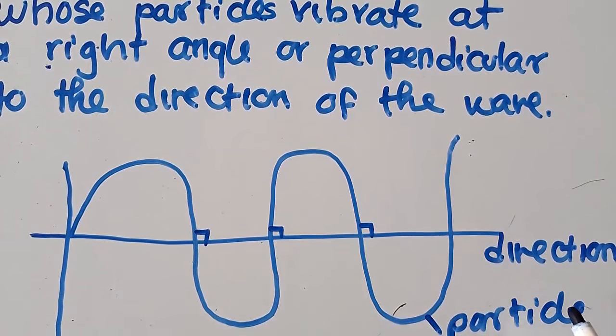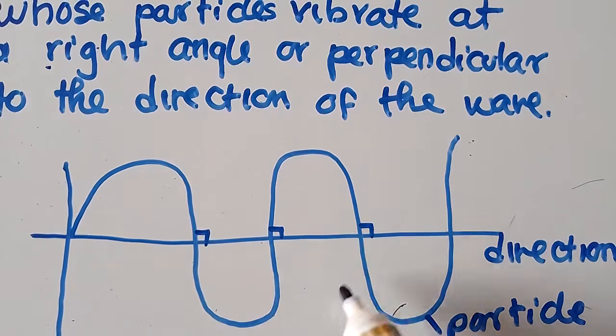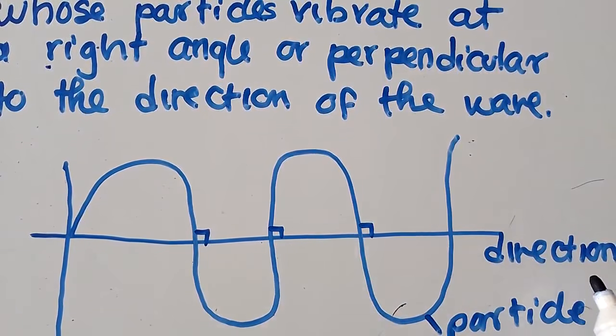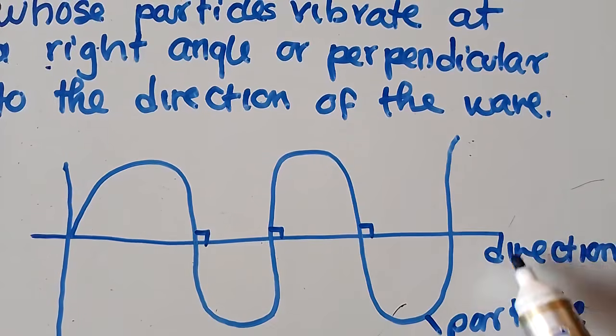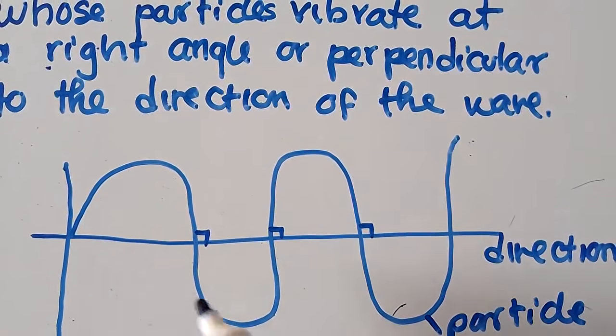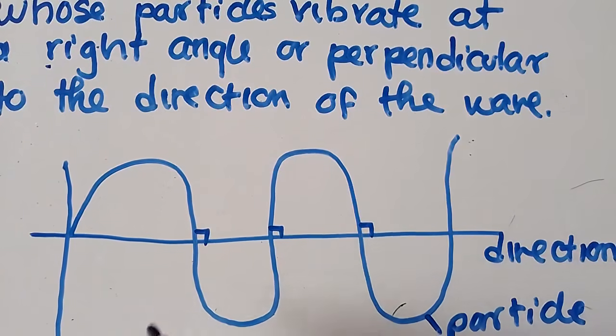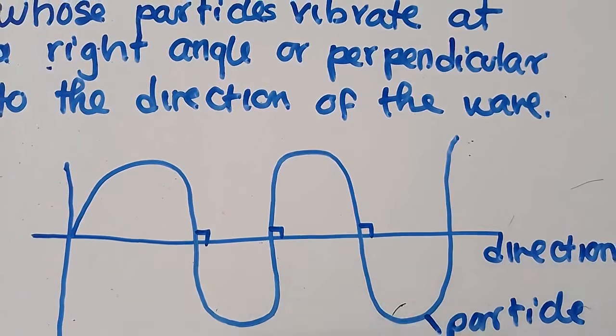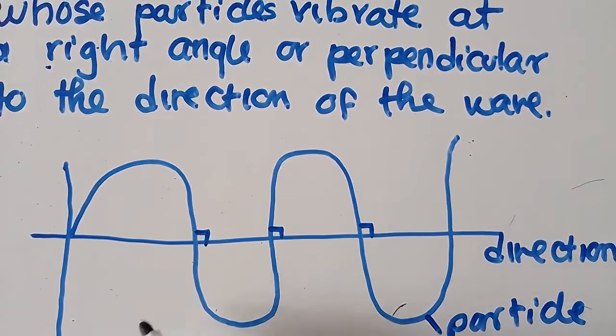This is the best example of a transverse wave. This is what you need to know: even as they are vibrating, they are able to vibrate perpendicular to the direction of travel of a wave. Have you seen? They are vibrating, making a 90 degrees angle.